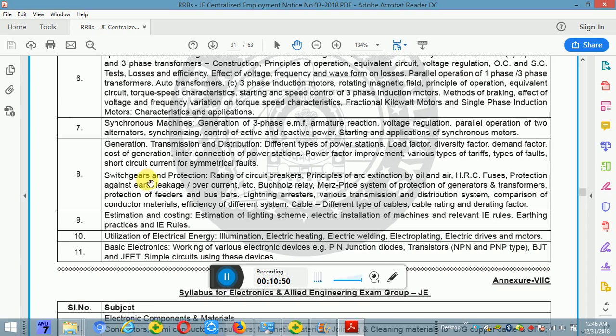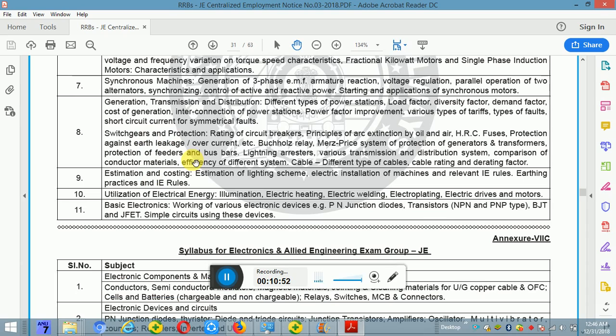And next, switchgear and protection. In this, rating of circuit breakers is included, and principles of arc extinction by oil and air, HRC fuses, protection against earth leakage, overcurrent, etc. And a study about protection, that is protection of transformer through Buchholz relay, and merz-price system of protection of generators and transformers, and protection of feeders and bus bars, lightning arresters.